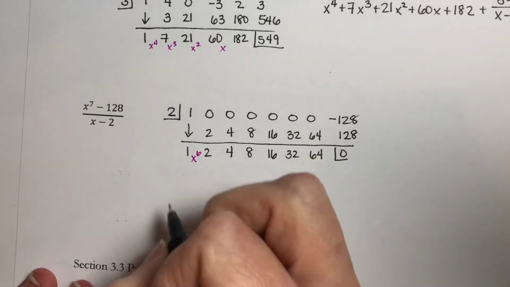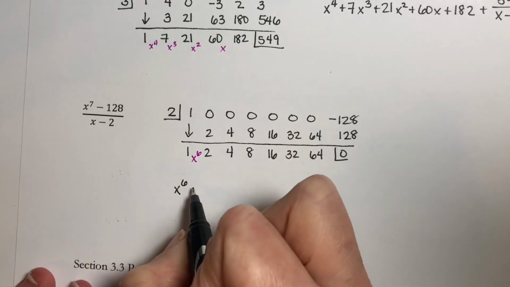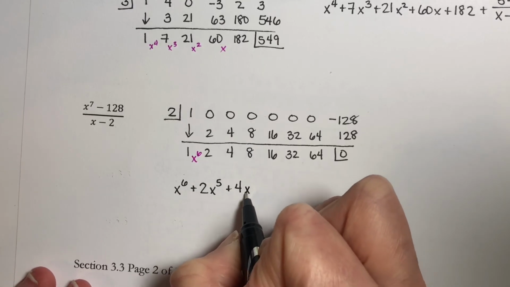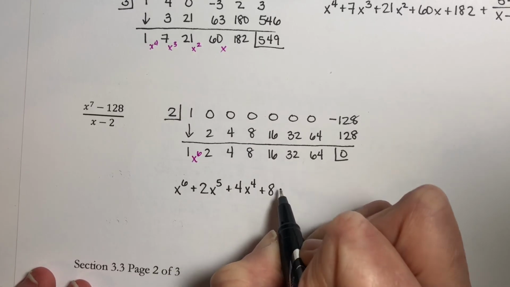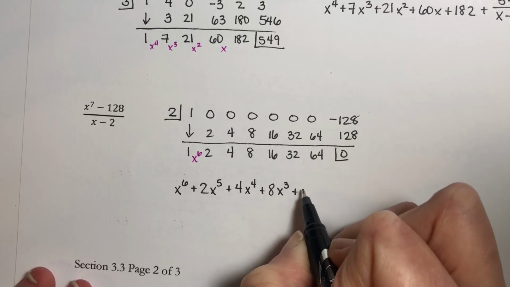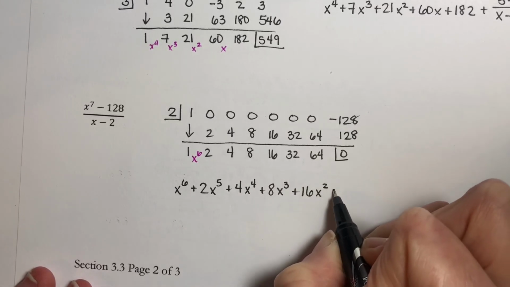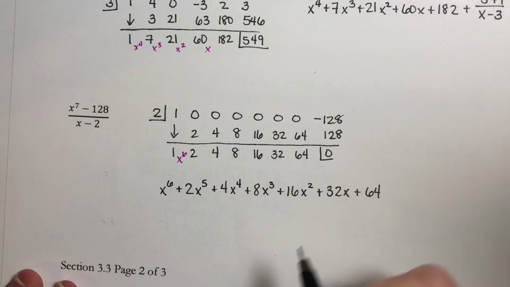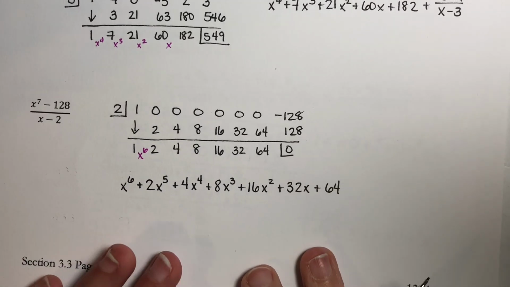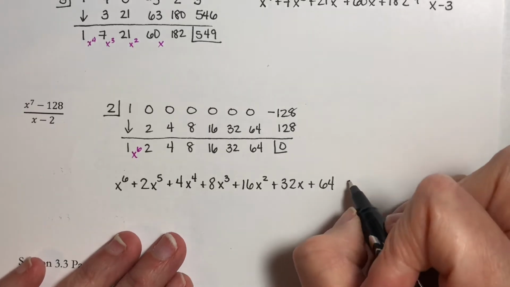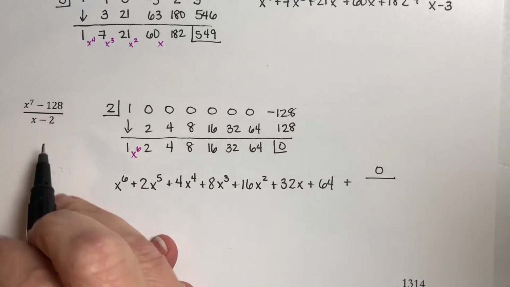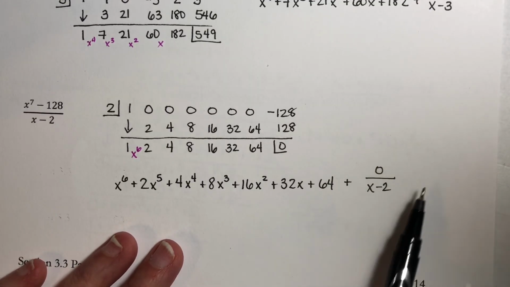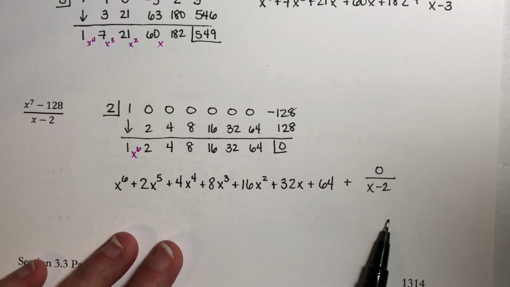It's going to be 1, understood 1, x to the 6th, plus 2x to the 5th, plus 4x to the 4th, plus 8x cubed, plus 16x squared, plus 32x, plus 64. And then if the problem requires that you write the remainder in there too, it would be plus 0 over x minus 2. And that's just if the particular problem on the homework assignment requires that you put this in. Algebraically, it's not necessary.